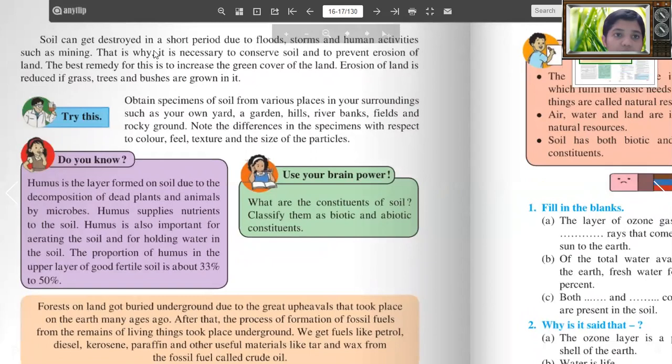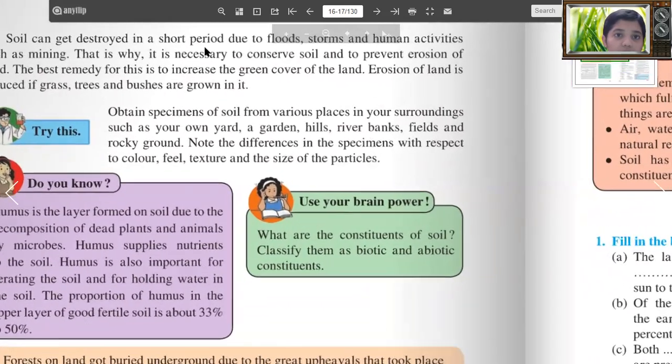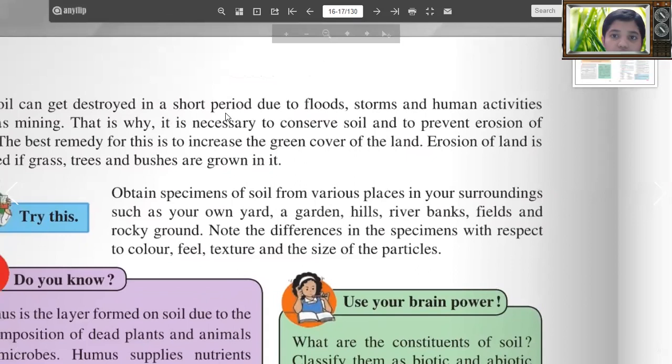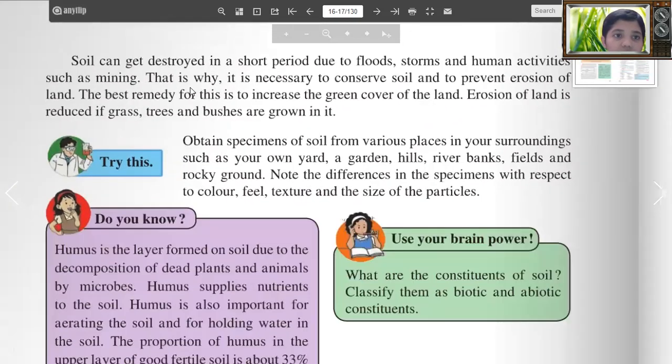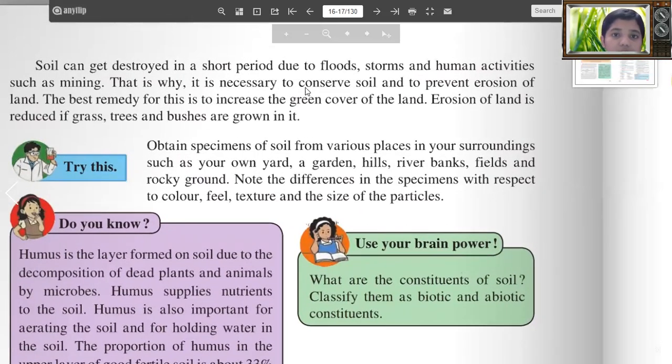Soil can get destroyed in a short period due to floods, storms, and human activities such as mining. That is why it is necessary to conserve soil and to prevent erosion of land. The best remedy for this is to increase the green cover of the land. Erosion of land is reduced if grass, trees, and bushes are grown in it.